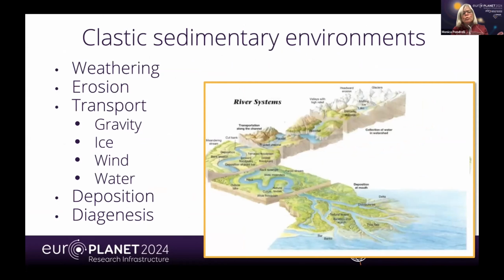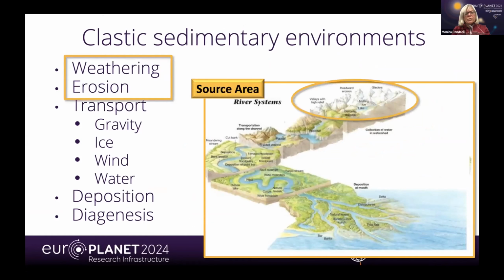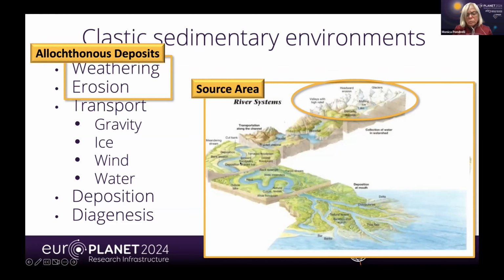There are two large groups of sedimentary environments which have been proposed and detected on Mars. Clastic sedimentary environments result from initial weathering and erosion in a source area. Here we have transport by gravity, ice, wind, and or water, deposition somewhere along this path, and diagenesis to become from sediments to sedimentary rocks. This kind of deposit is allochthonous because it is deposited somewhere here, but originates from a source area which is here.